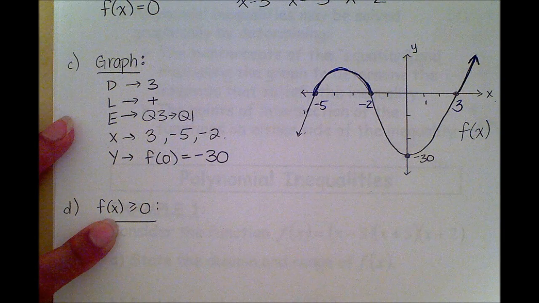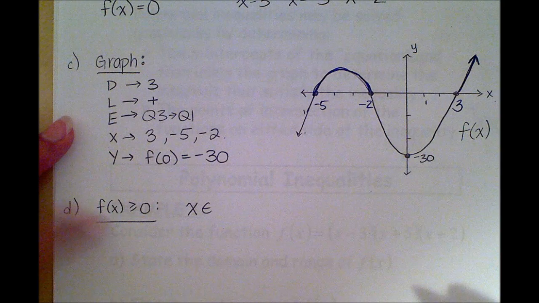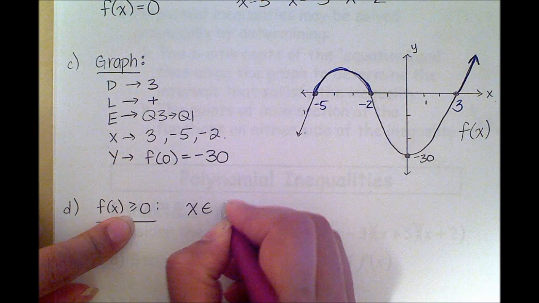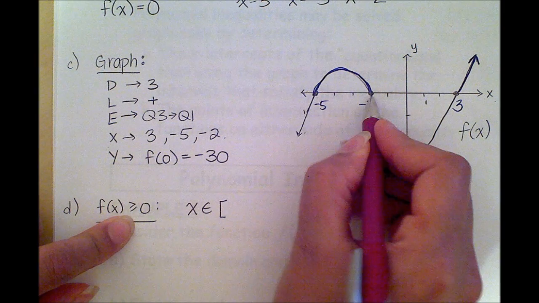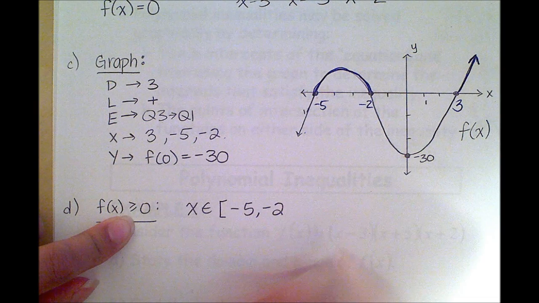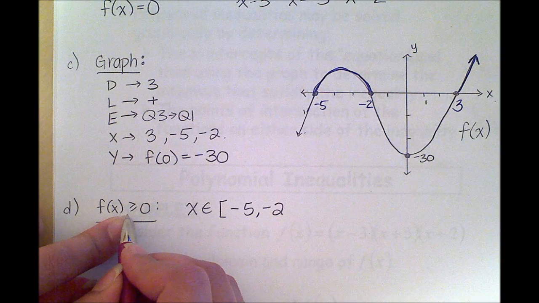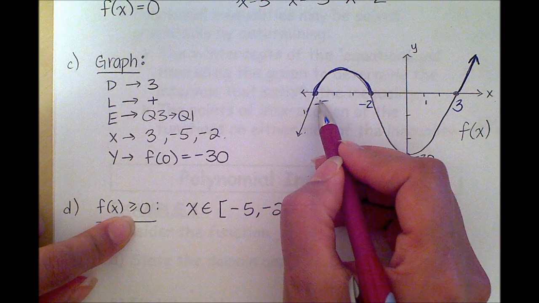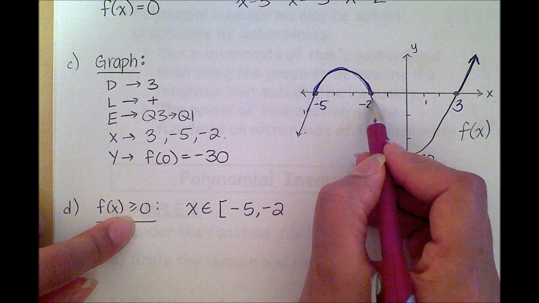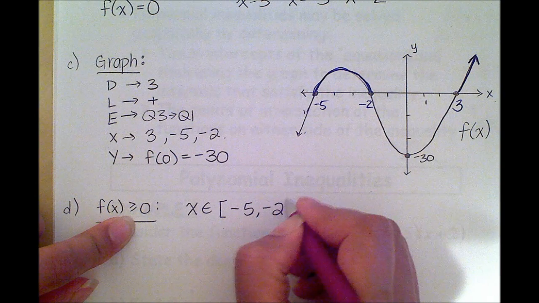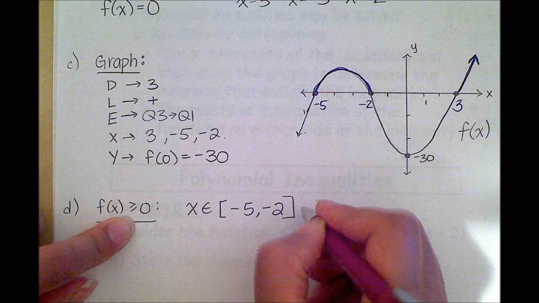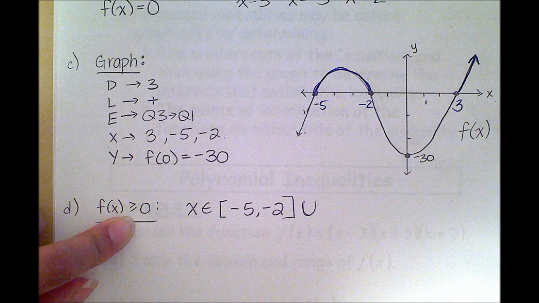So in interval notation, I would write x is an element of, and now because it says greater than or equal to 0, I'm going to use square brackets to indicate that the endpoints of my intervals are actually included. So my first interval goes from negative 5 to negative 2. Because the function has to be greater than or equal to 0, negative 5 is when the function is equal to 0, so it's actually included in the interval. Same with negative 2. Negative 2 is when the function is equal to 0, so this is also included in the interval. But we have a second interval where the function is greater than or equal to 0, so I'm going to add U for union. So this means in addition to.